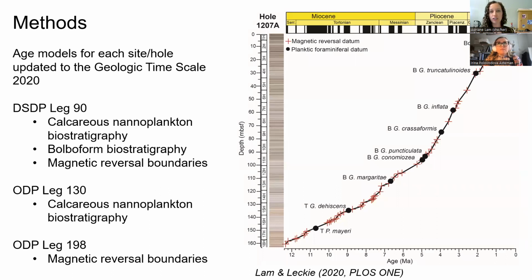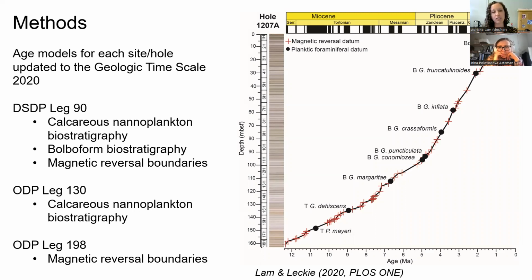For Leg 130 sites, so hole 806B in the Western Equatorial Pacific, that site's on a bathymetric high. It's very tropical. There's a lot of carbonates, so no magnetic reversal boundaries. So we were only able to use calcareous nannoplankton biostratigraphy to construct that site's age model.